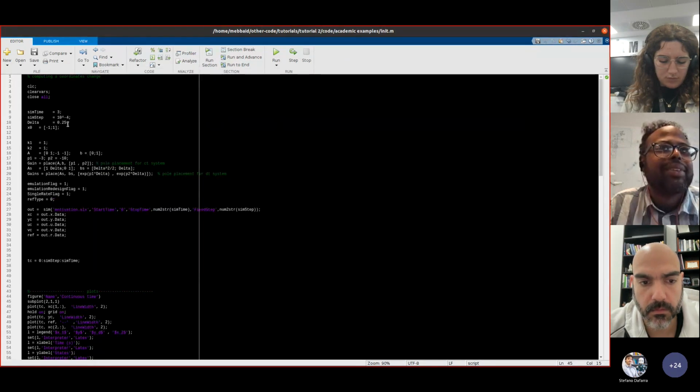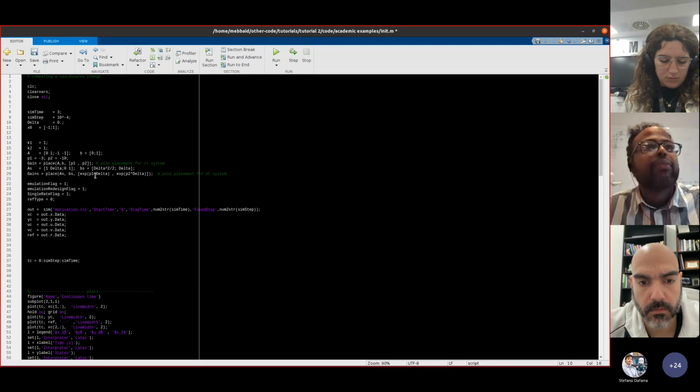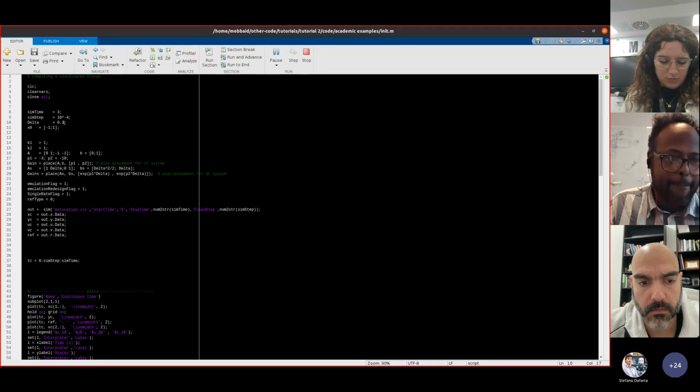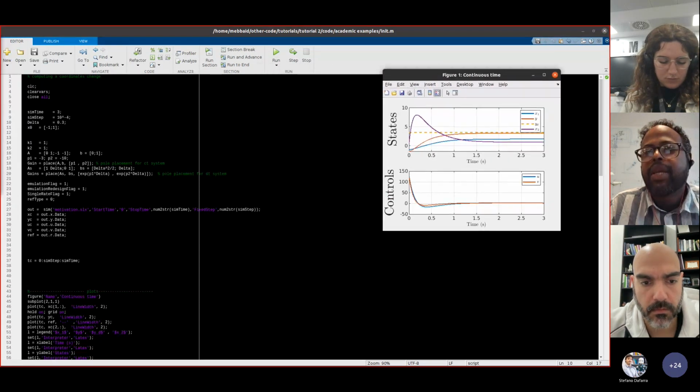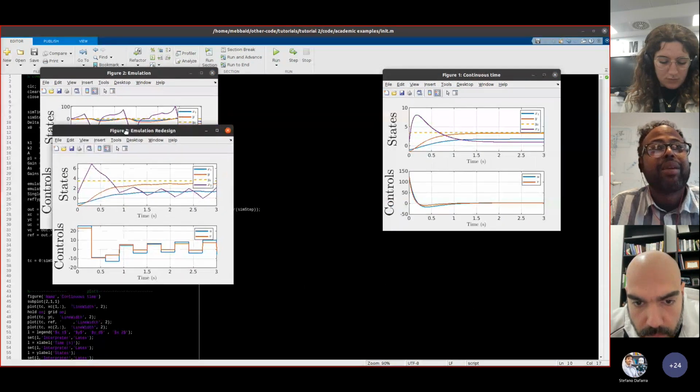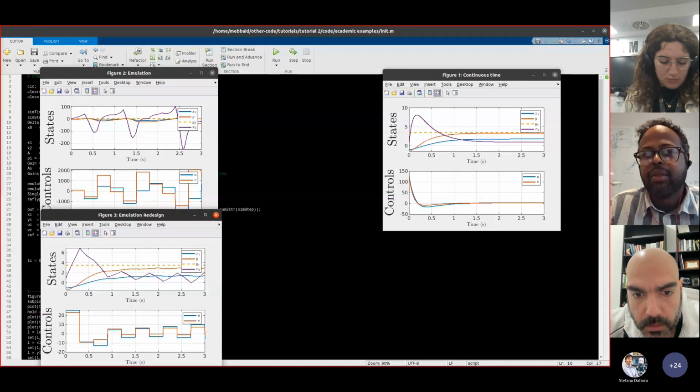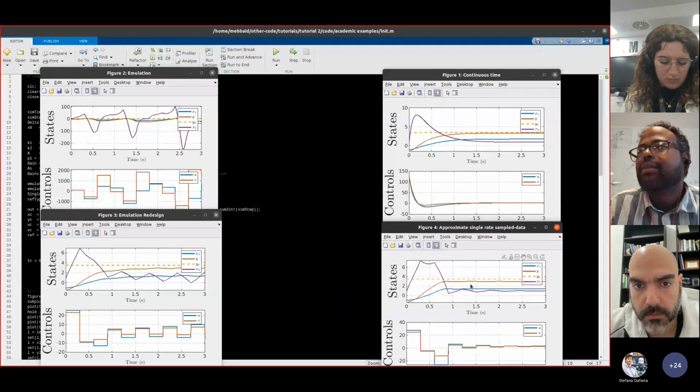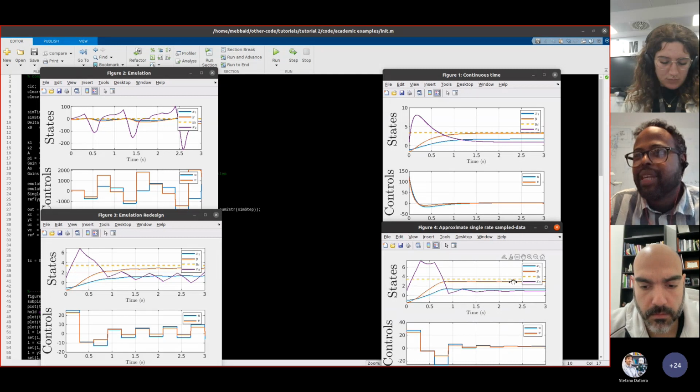So if we want to break everything, time, the emulation, the redesign with the emulation now is failing, but this approach by just adding a coordinate change still manages to give more or less satisfactory results. Okay, so this is nice.